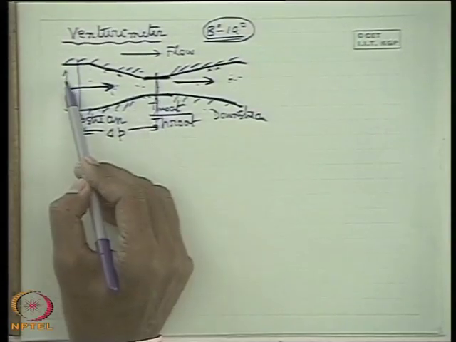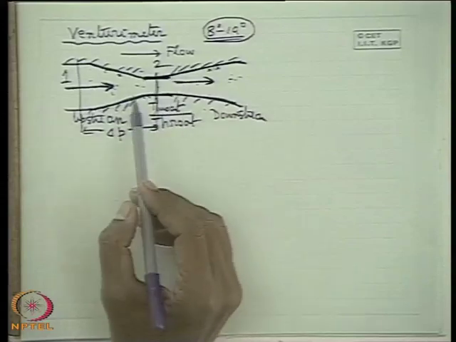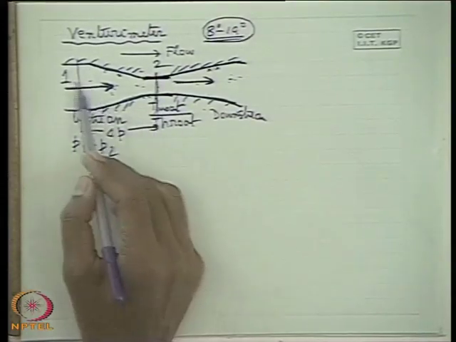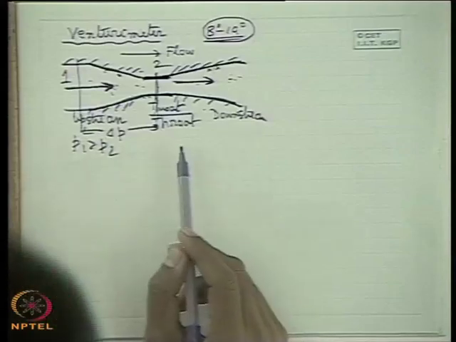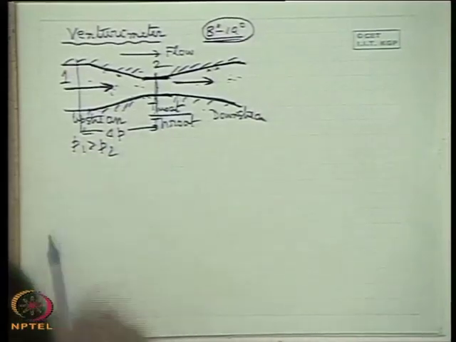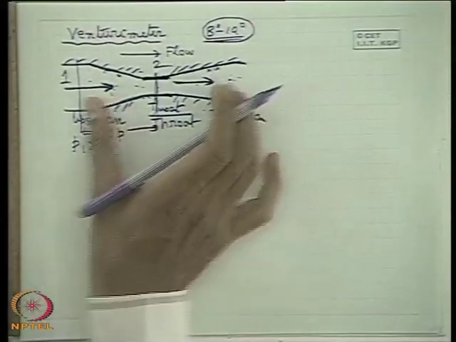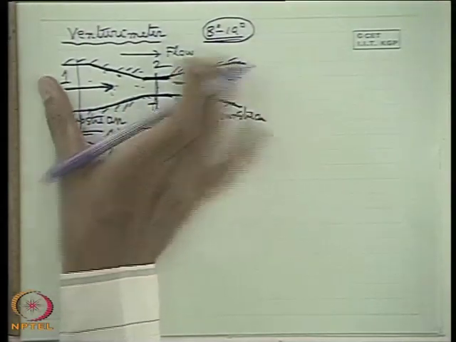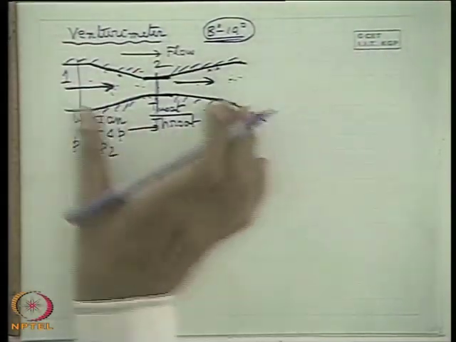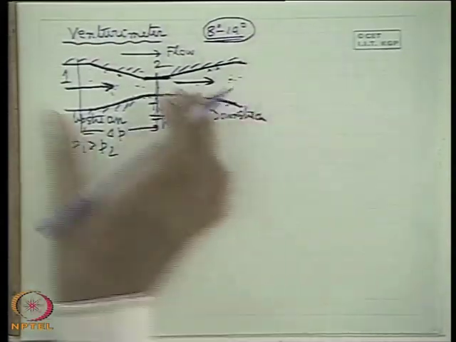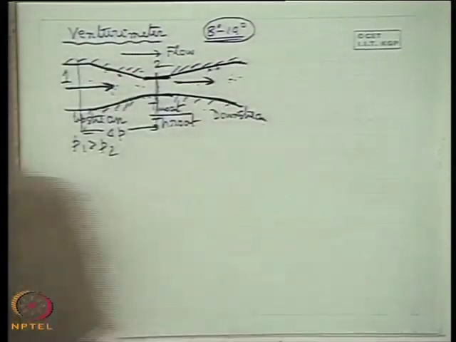Let this section be 1, let the throat section be 2. P1 is greater than P2. We measure the pressure difference and find out the flow rate. How to do it? Let us consider a practical installation. Now let us consider this venturimeter is installed in a pipeline where the fluid is flowing. Venturimeter as an instrument is installed with the flange. It is connected in the pipeline. This is a practical thing.